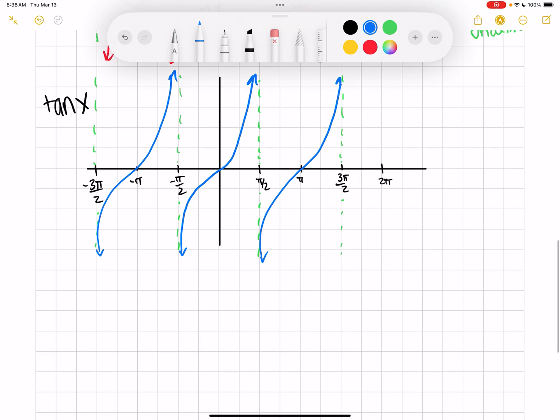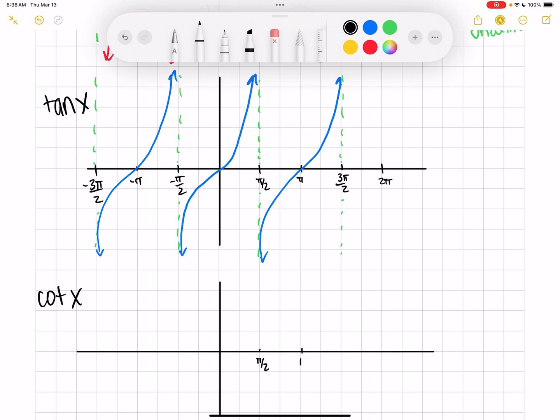Then we have cotangent. Set that one up similarly. So same increments here, pi over 2, pi, 3 pi over 2, and 2 pi. And in this case, I'll just go to negative pi. I don't have room to go all the way back.